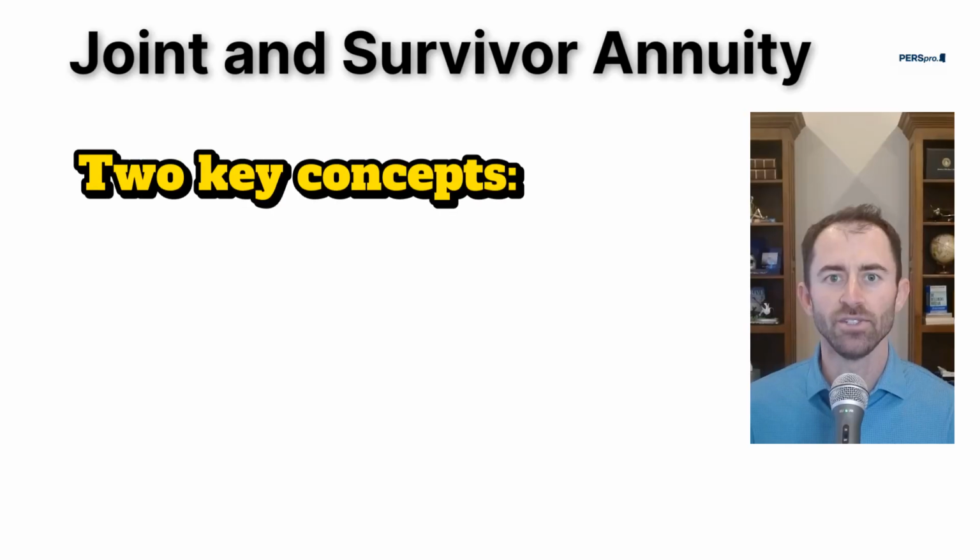In order to understand what option 2 is, you first have to understand the term joint and survivor annuity. While the life annuity options we discussed in video 35 and 36 focused on providing monthly benefits during your lifetime, option 2 focuses on providing a monthly benefit during your and your beneficiary's lifetime. There are two key concepts to a joint and survivor annuity.